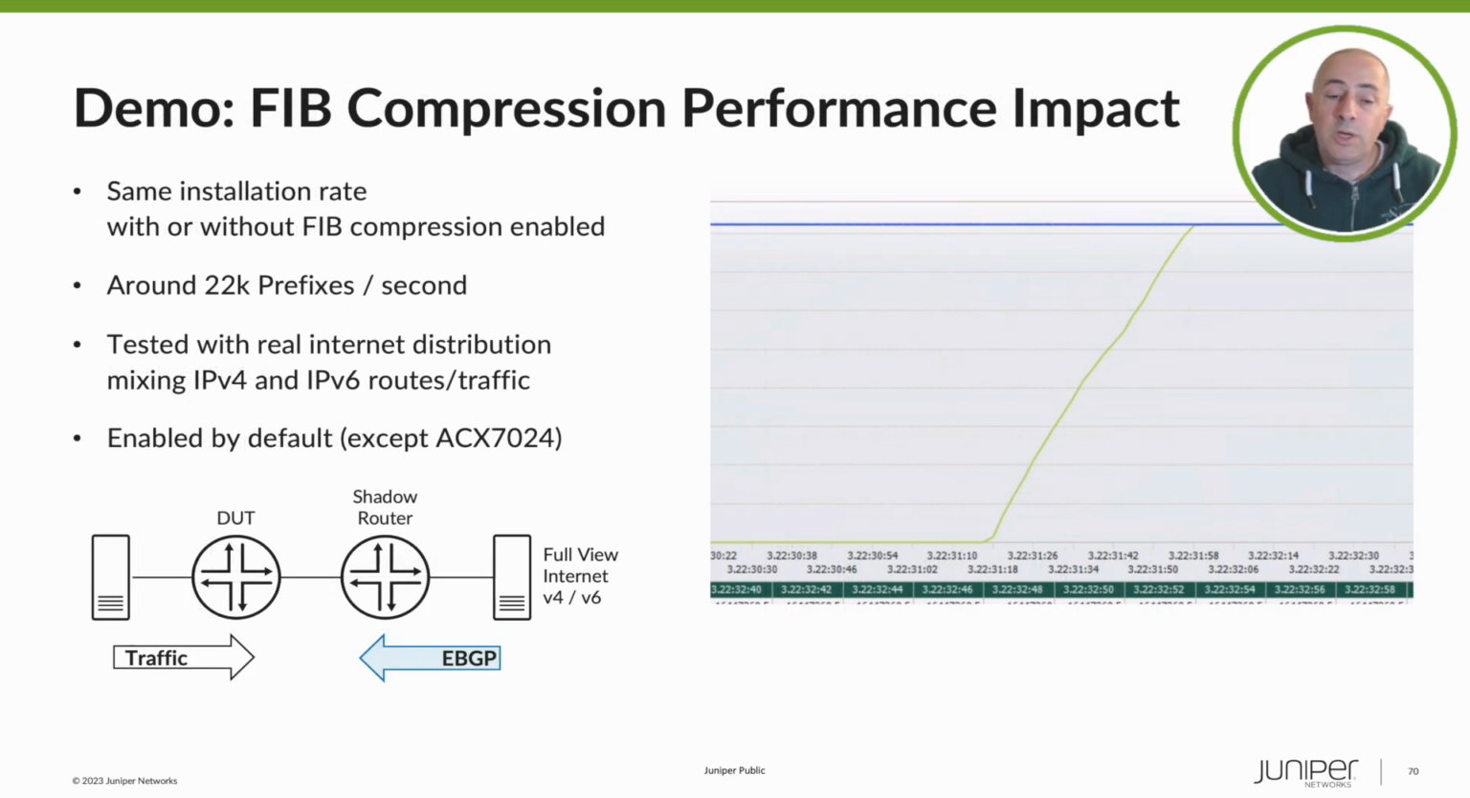A very common question is the impact on convergence and programming speed, and we did the measurement with or without the function because we have this hidden command to disable it, and we are seeing no difference in terms of programming speed. That means 22,000 prefixes per second. Again, we don't do that on the ACX7024, so that's the only place where it will not be activated by default.